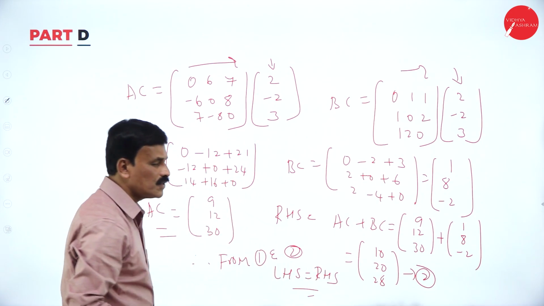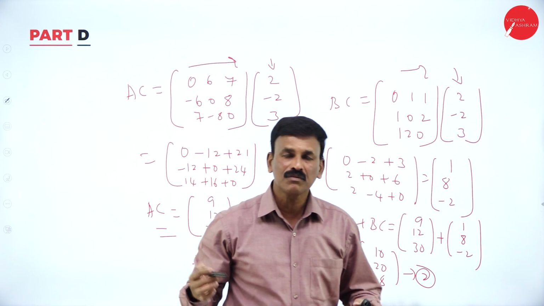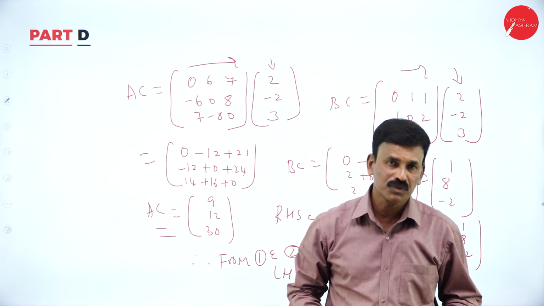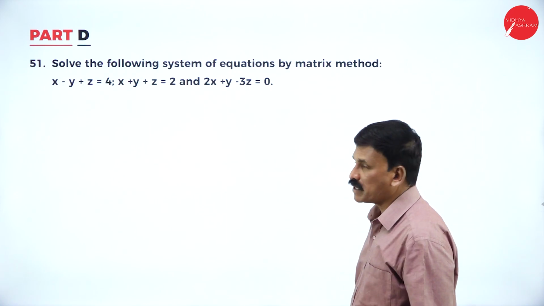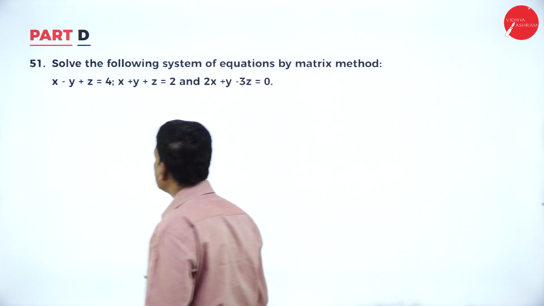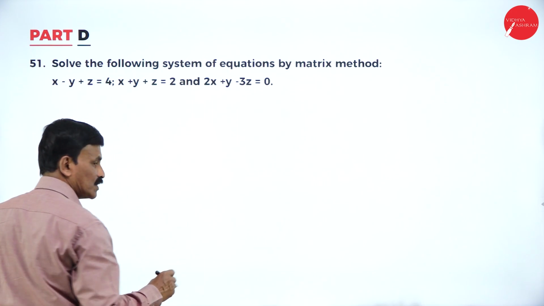That's it. So if you solve this much, definitely you will get 5 marks. This is an important type of problem. Now move on to the next problem. Solve the following system of equations by the matrix method. This is also very important. So just check whether the given equations are in order or not.